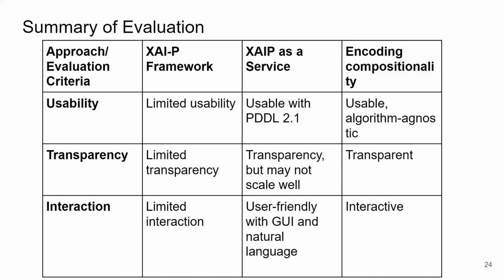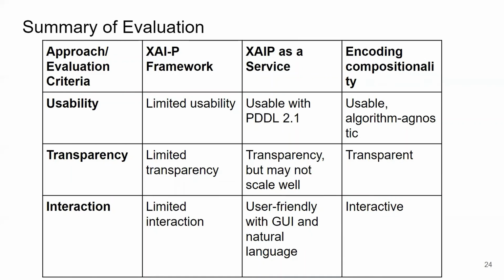This is Chao Jian here again, and I will be summarizing the evaluation done earlier and conclude the presentation. In summary, for usability, the paper of XAIP as a service and encoding compositionality are more user-friendly compared to the XAIP framework. This is because the XAIP framework focuses more on the methodology instead of implementation, whereas the authors from the other two papers place more consideration on usability. On transparency, only the XAIP framework paper is considered not fully transparent due to its hidden constraint to prevent undoing of user-selected action.